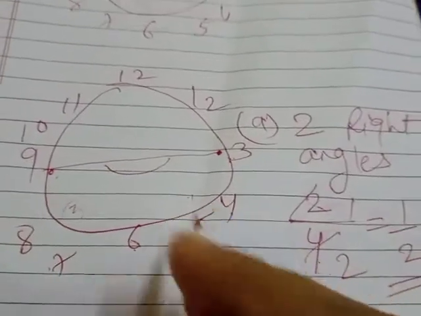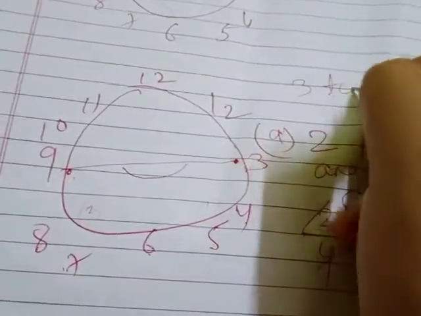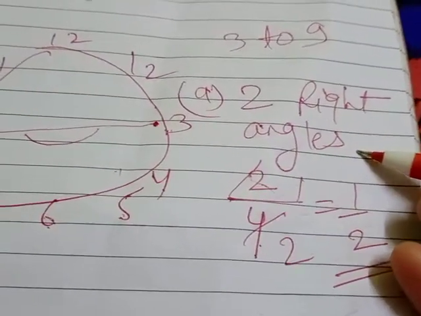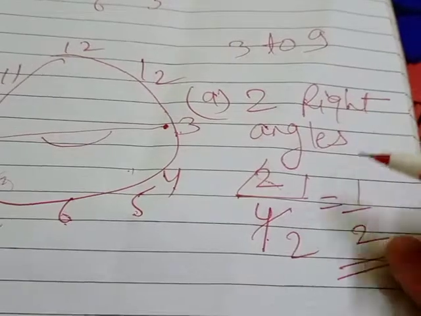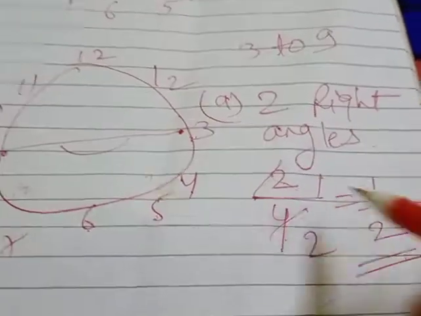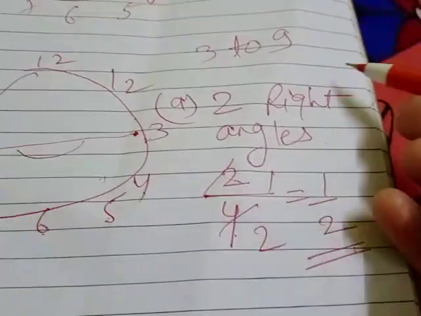Clear? So for question 1A, from 3 to 9 there are 2 right angles, and the fraction is 1 by 2. This clock is just rough work. If you want, you can make one also. This is your answer. Then we'll see the next one.